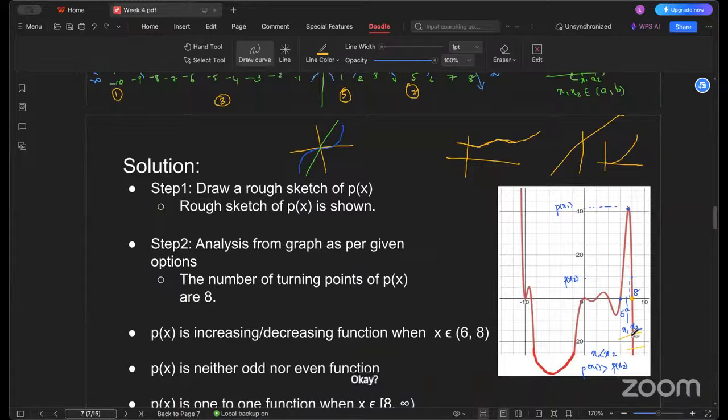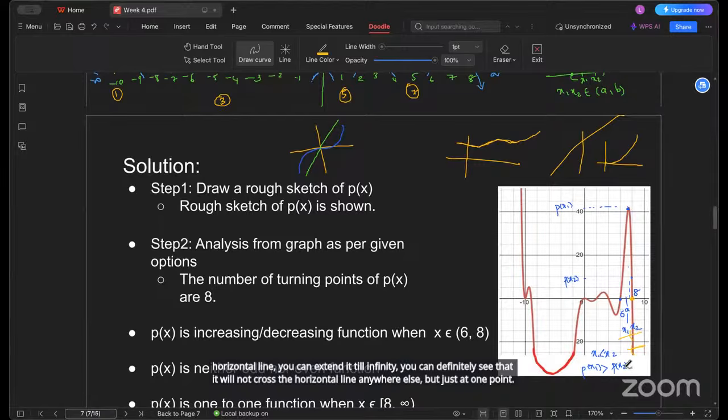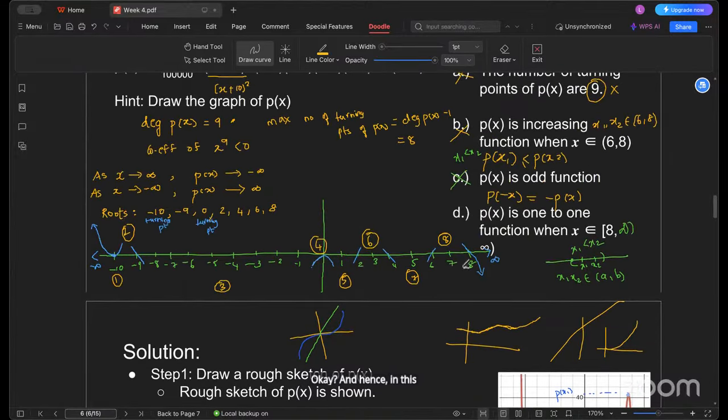So it should not come here. Then maybe at some point it will intersect here and all. So only from 8 you have to check, okay? So from 8, you put a horizontal line, you can extend it till infinity. You can definitely see that it will not cross the horizontal line anywhere else, but just at one point, okay? And hence in this part, it is one-to-one.